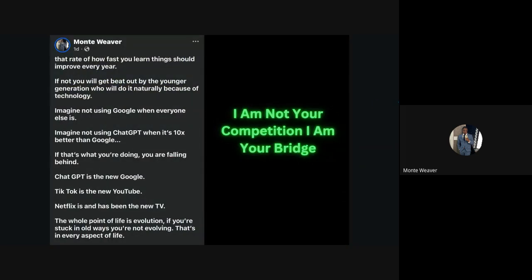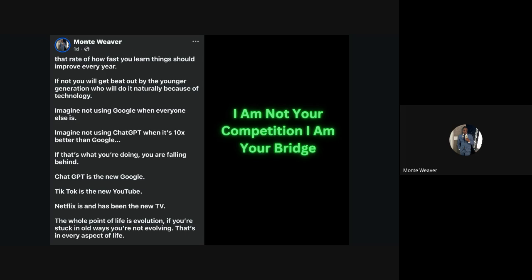Next. The rate of how fast you learn, and this is super, super important. The rate of how fast you learn things should improve every year. If not, you will get beat out by the younger generation who will do it naturally just because of technology. They are growing up in different types of technological movements and advancements of the world. So we didn't grow up with a TikTok, right? I didn't even grow up with a TikTok. But now the kids that are being born now are growing up with TikTok and YouTube at their disposal, right?